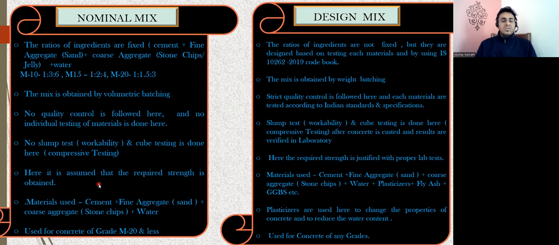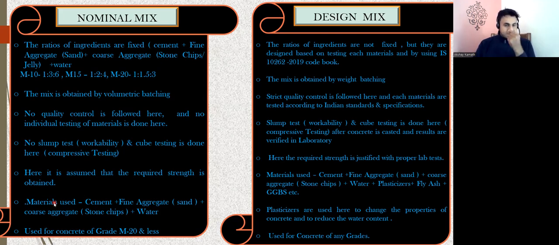Next, here it is assumed that the required strength is obtained. When we do the nominal mix, we assume that whatever mix we prepare will achieve that much strength. We are not going to verify that. But here, we are going to justify that whatever concrete we have prepared and put in the structure, the same strength is achieved with the help of a cube test. We are going to do proper lab testing of this cube. We are going to prepare the cube and apply compressive strength on it. After 28 days, we check whether the M30 grade of concrete we prepared is getting a strength greater than 30 Newton per mm square or not. All those things we do in the mix design.